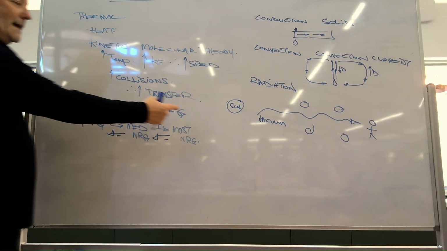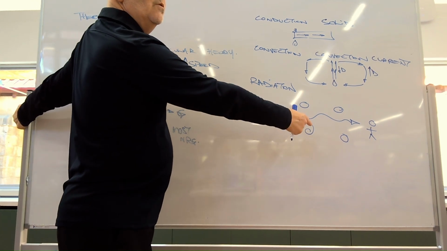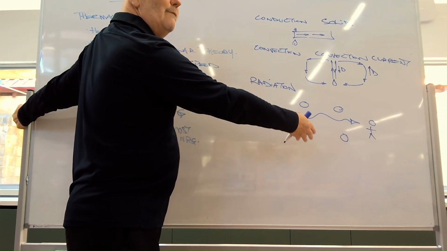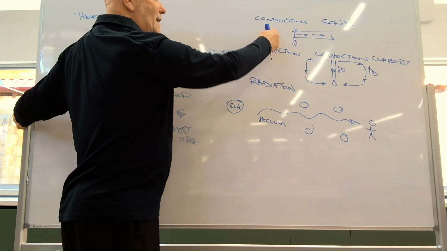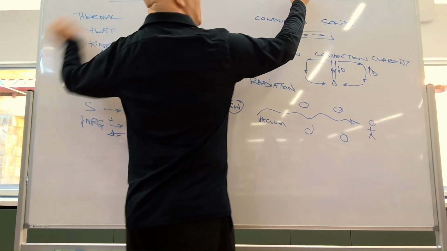Radiation goes between the particles. It doesn't need particles to travel. These two here transfer heat between particles. They're called mechanical.